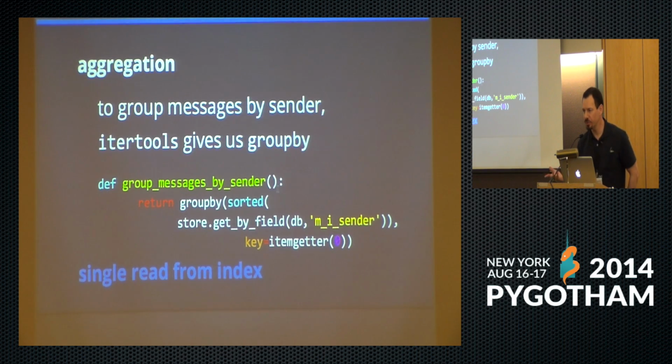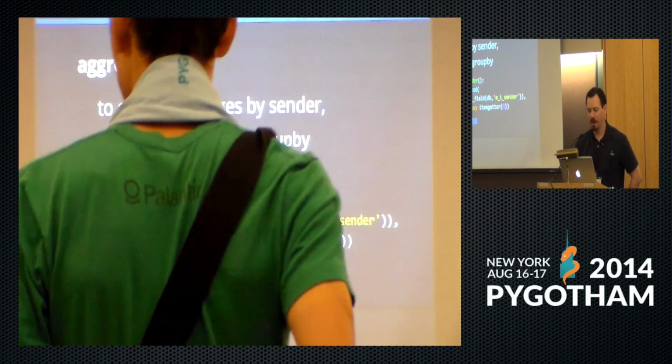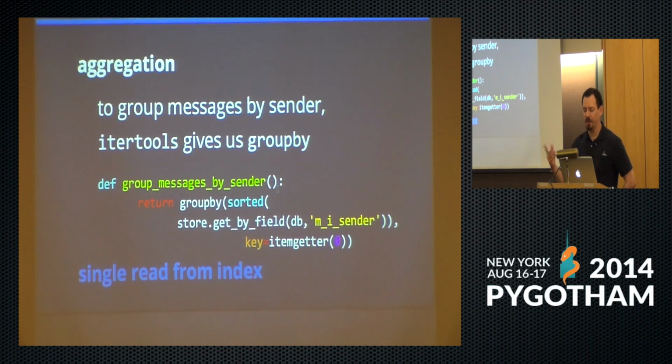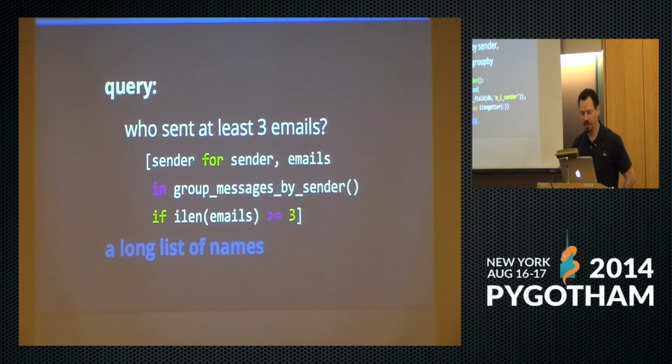So we have itertools and groupby. Other way around. We have groupby in itertools, so we can define group messages by sender. Get by field on the sender field will return all the persons and messages they sent. We can group those by the person. Itemgetter 0, the first one returned, is the person. And that's also a single read from the index because sender is an index field. So then we can use that to say things like who sent at least 3 messages.